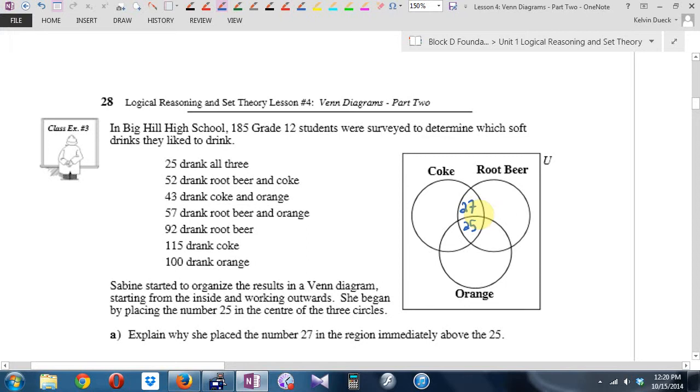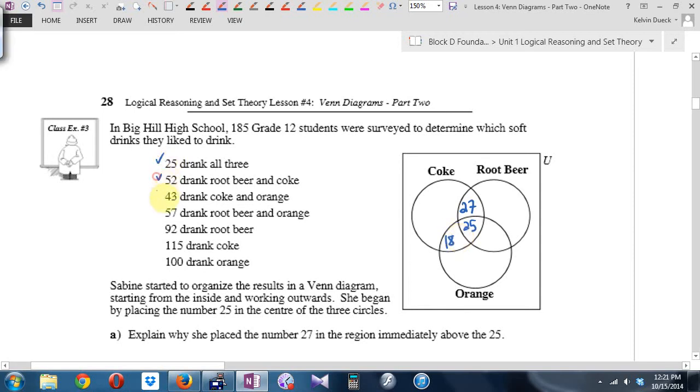"43 drank Coke and orange." Gotcha. So, what am I going to put right in here? 43? What? 18? Coke and orange is on the other side, Mr. Dueck. Like I said, be very careful. It's easy to make a mistake on these. 18. Sloppy. I wish I'd done that on purpose. That would have been a good lesson. I didn't. That was my brain elsewhere.